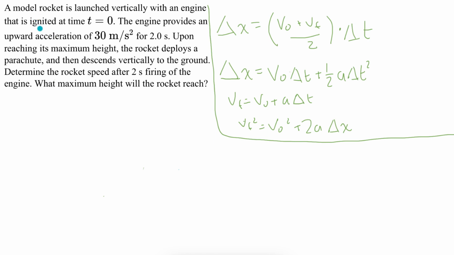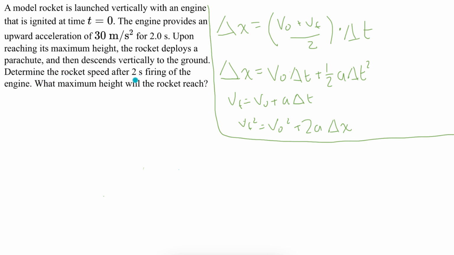Model rockets launch vertically with an engine that is ignited at time t equals 0. The engine provides an upward acceleration of 30 meters per second squared for 2 seconds. Upon reaching its maximum height, the rocket deploys a parachute and then descends vertically to the ground.